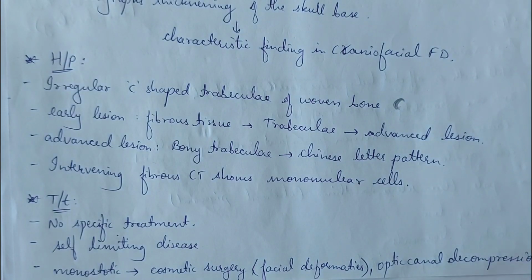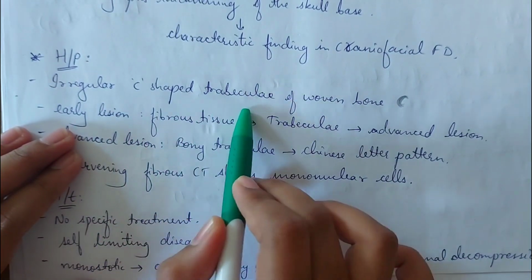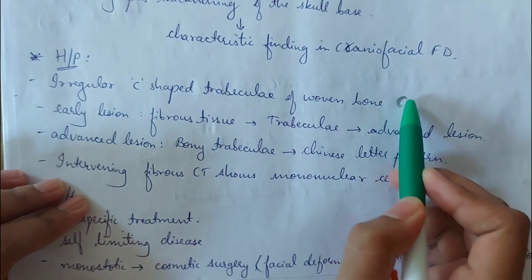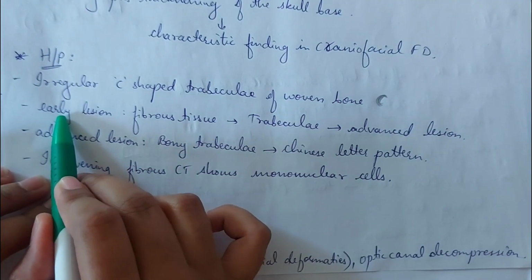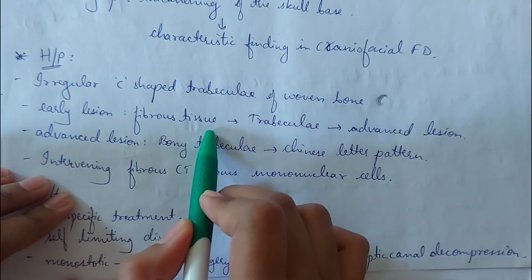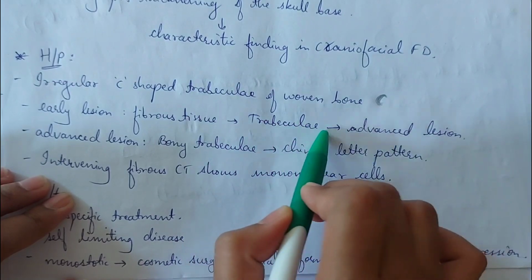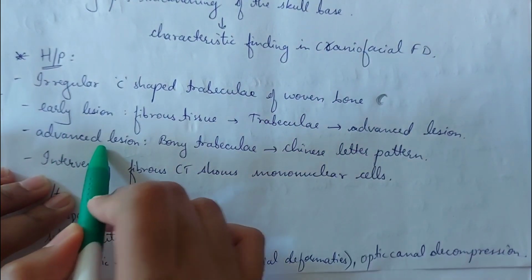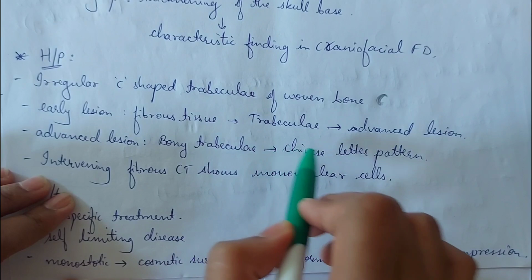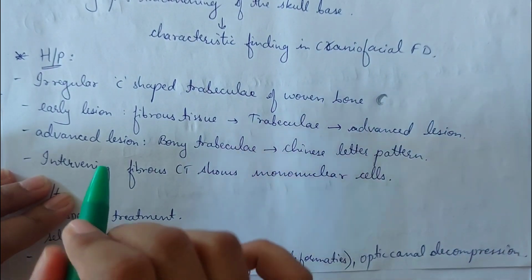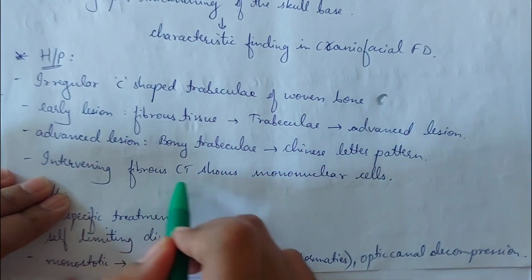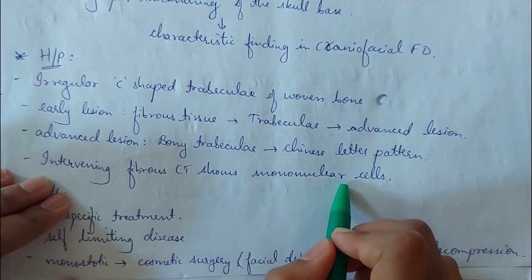In the histopathology, we can see irregular C-shaped trabeculae of woven bone, like this, you can see the woven bones. In early lesions, we can see fibrous tissue, which gives way to an advanced lesion. In the advanced lesion, the bony trabeculae form a Chinese letter pattern, that is a C-shaped pattern. Then the intertwining fibrous connective tissue shows mononuclear cells.